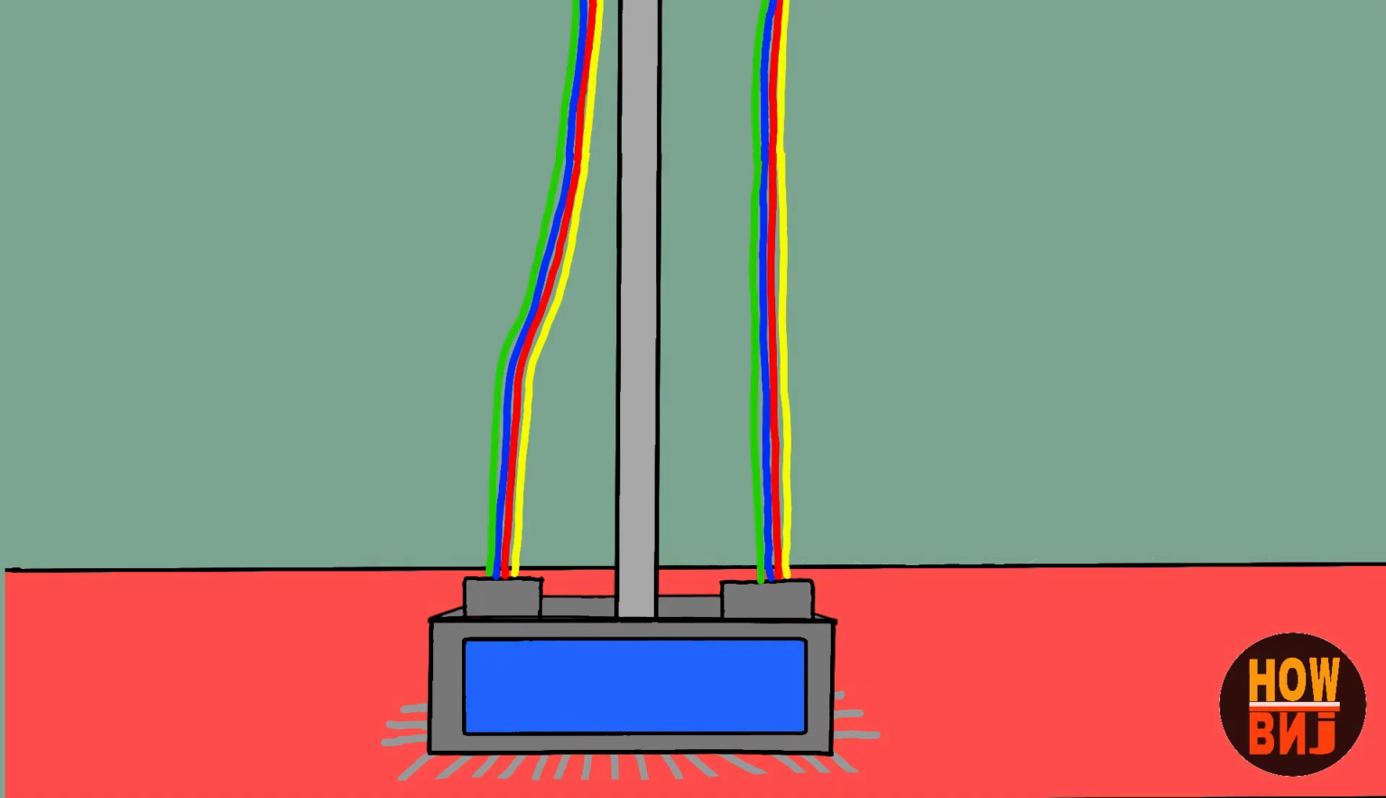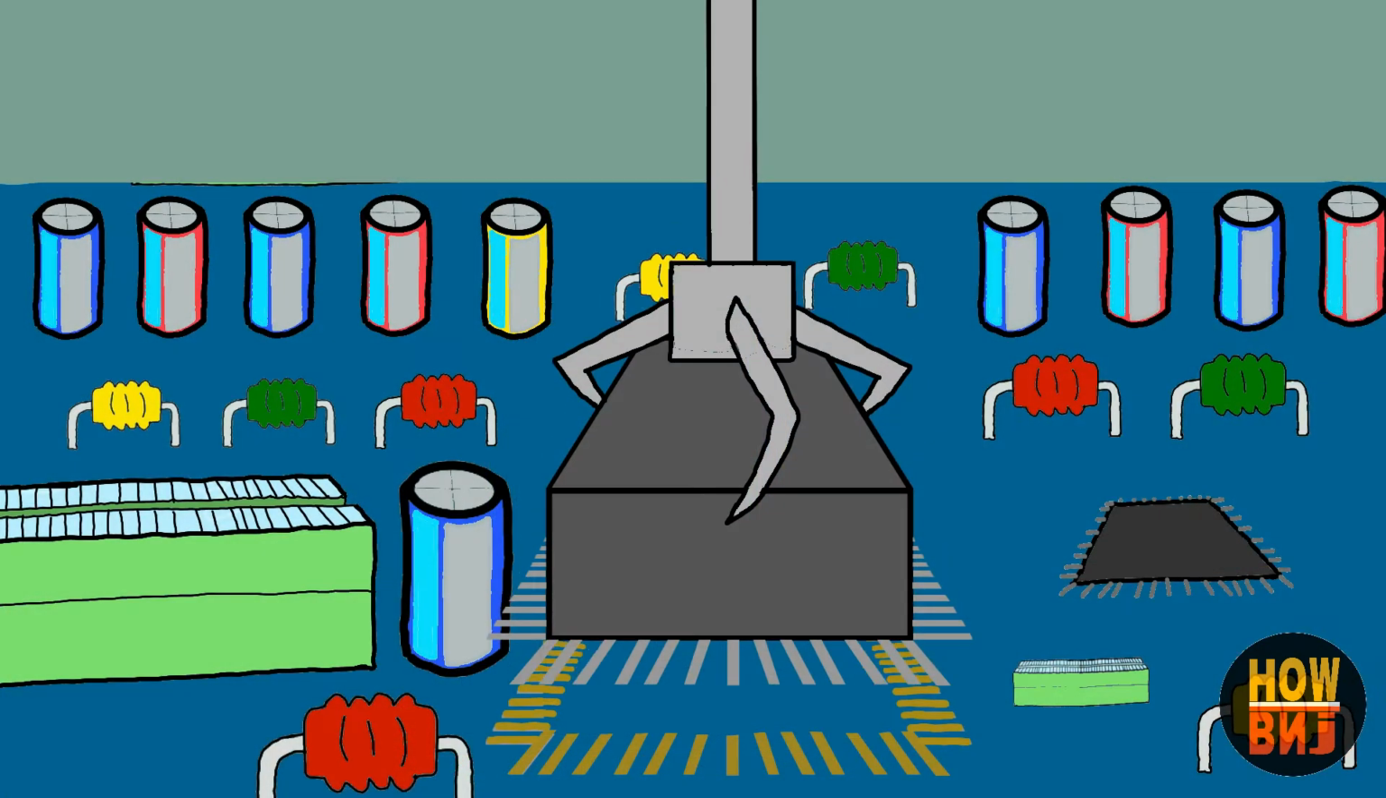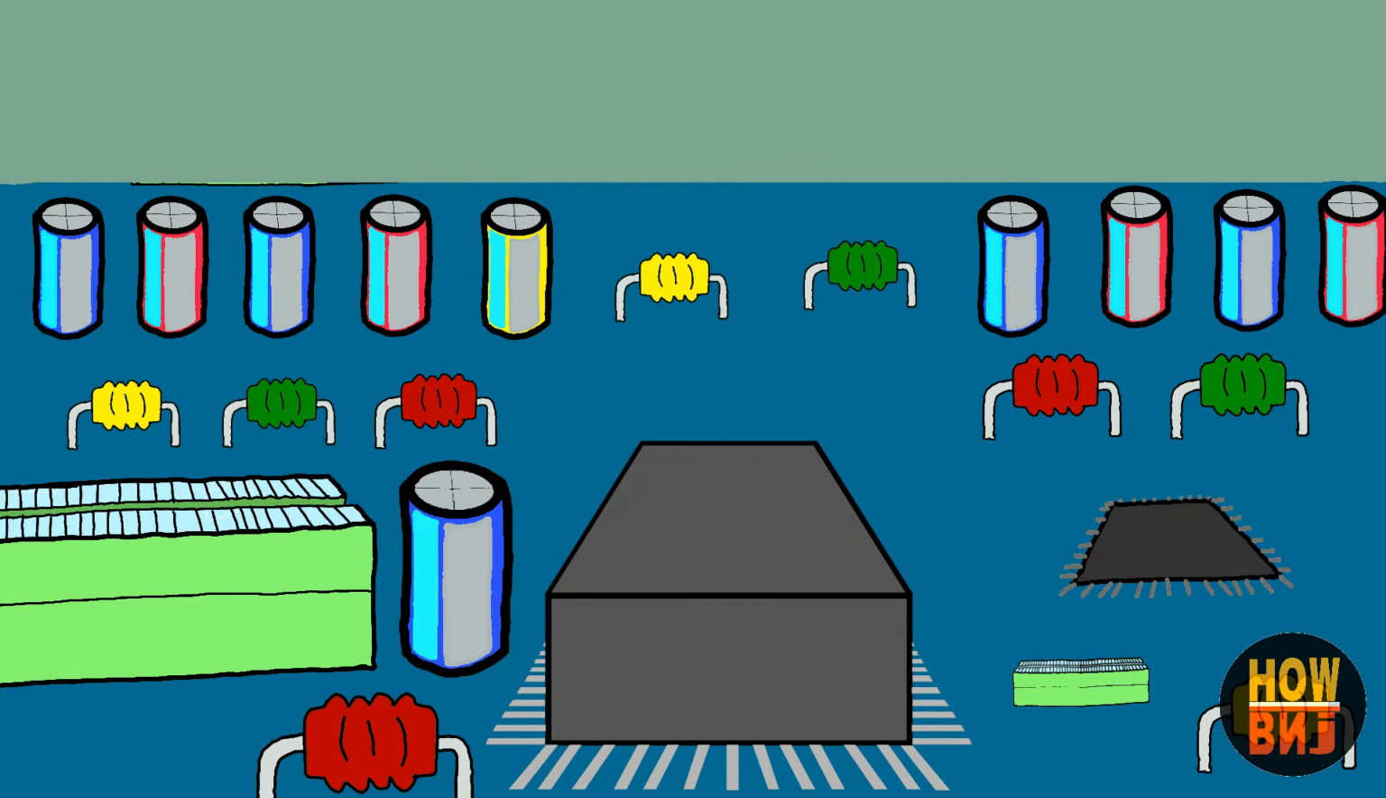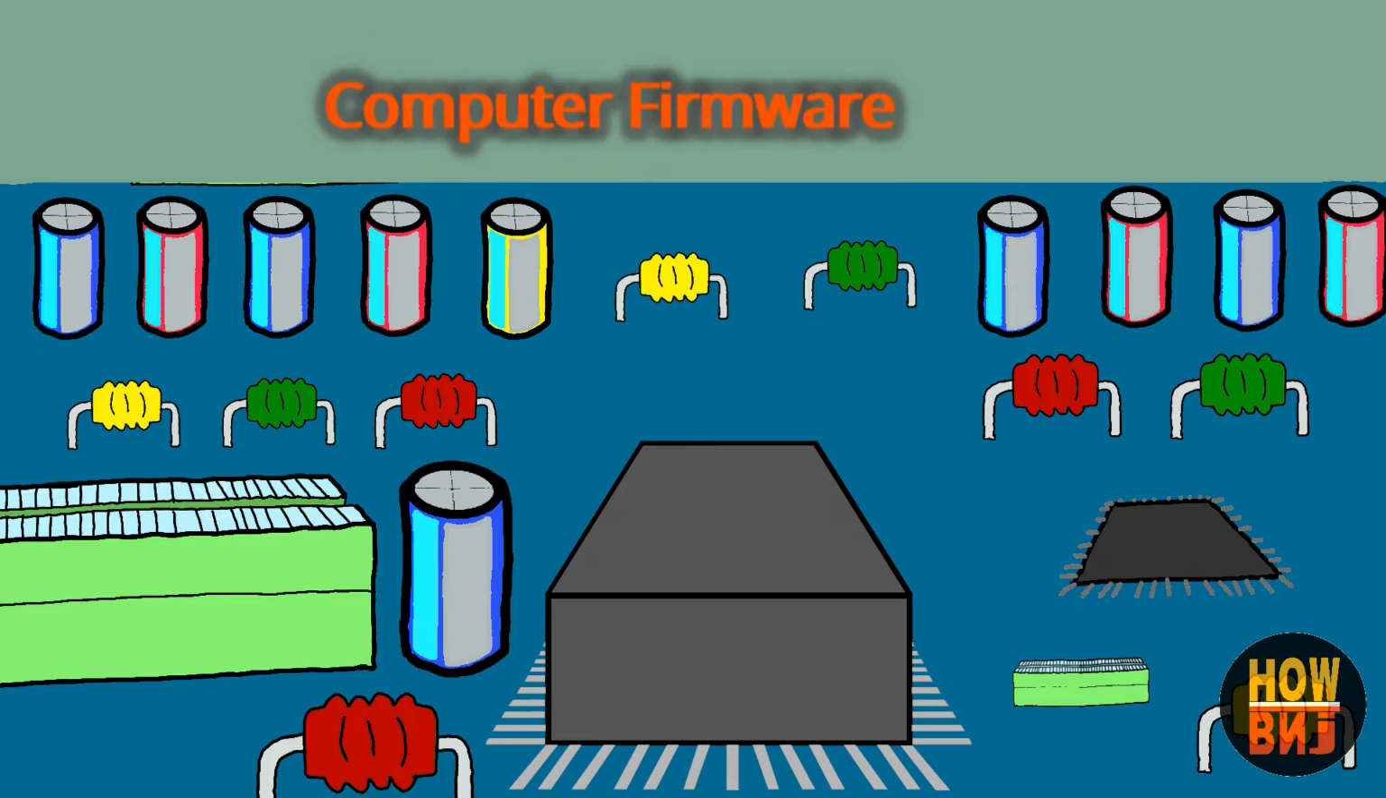The EPROM chip is a non-volatile memory chip that can store BIOS permanently. Now it is fixed onto the motherboard. After fixation onto the motherboard, this chip is called BIOS, or BIOS chip, or computer firmware.